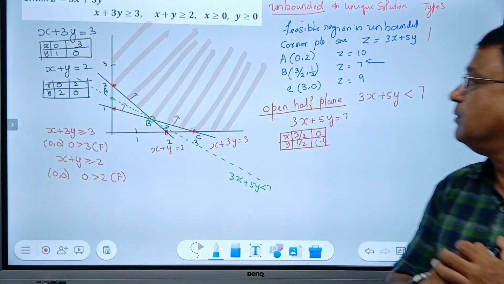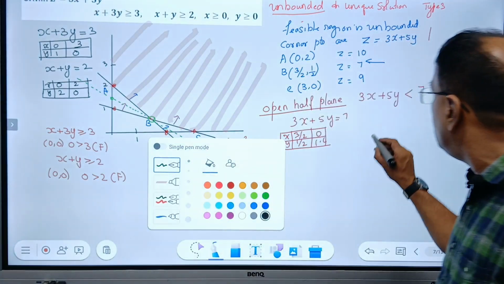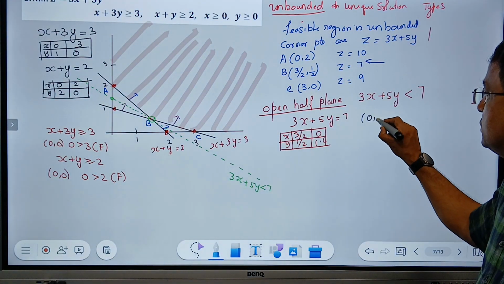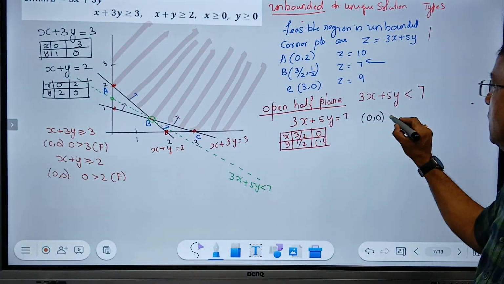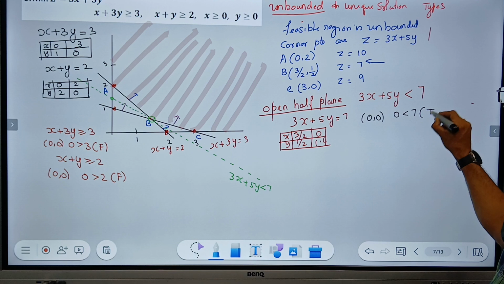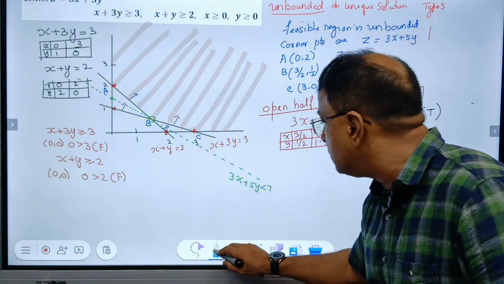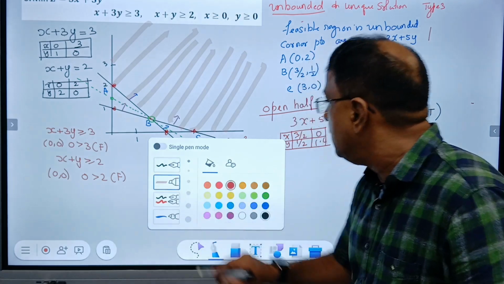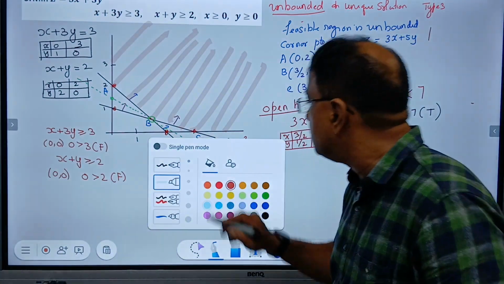Don't forget it. Okay. Now what should I do? I have to shade it. How do I shade? Substitute origin. It can be towards origin or away from origin. When I substitute origin, I get 0 less than 7, which is absolutely true. Once it is true, I have to shade it. So I am going to shade that. I will use this blue color.